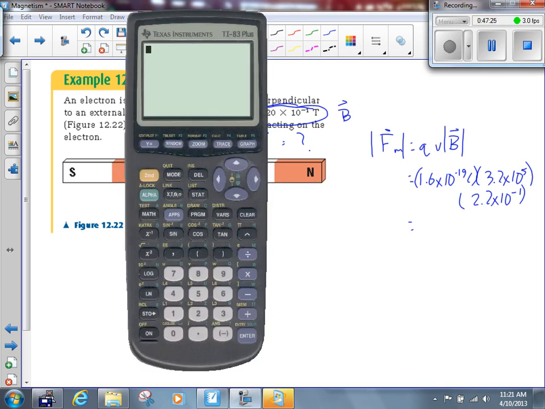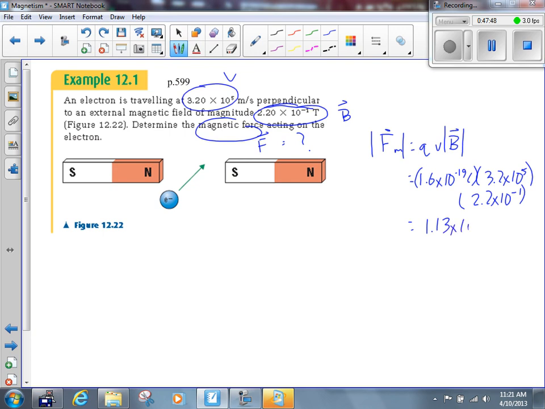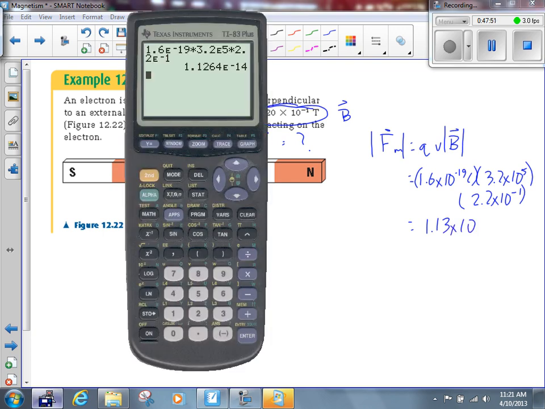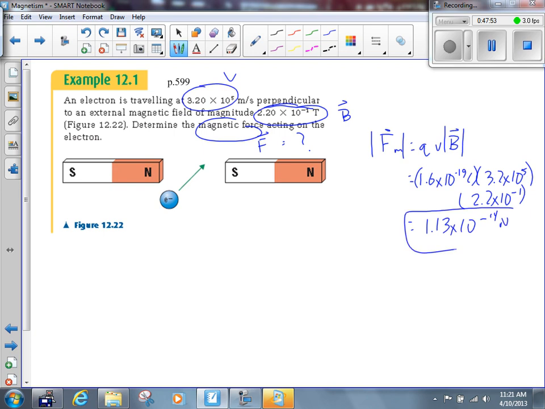Let's multiply those together. 1.6 times 10 to the minus 19 times 3.2 times 10 to the positive 5 times 2.2 times 10 to the minus 1. We get 1.13 times 10 to the minus 14, I think it was. 10 to the minus 14. So it's a pretty small value of force, but remember, we're dealing with a force on an electron, so it's a pretty light thing. It doesn't need a very big force in order to deflect it.